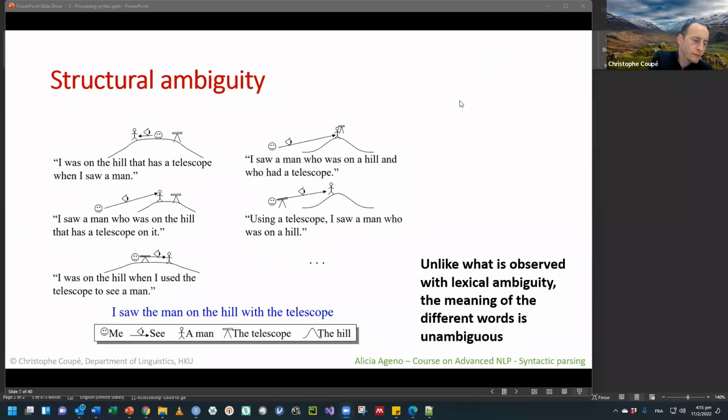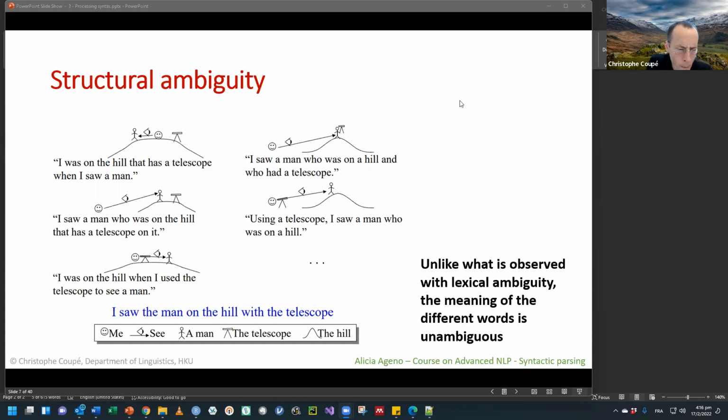We also have what we call structural ambiguity. Let's say that you hear the sentence, "I saw the man on the hill with the telescope." I saw, man, hill, telescope. All the words are non-ambiguous. It's not like wind and wine, what we have seen. It's not lexical ambiguity. It's an ambiguity when it comes to the structure of the sentence.